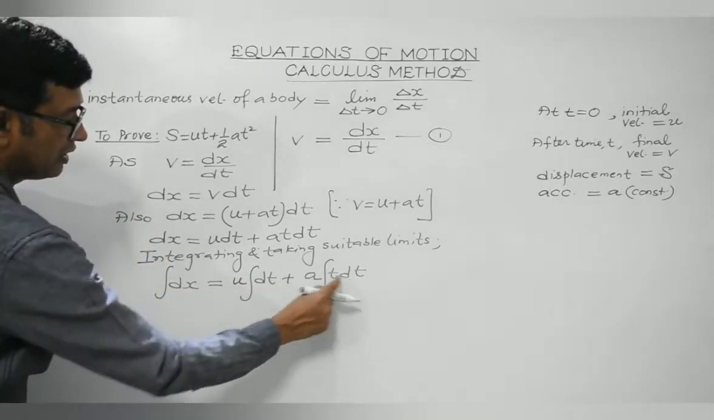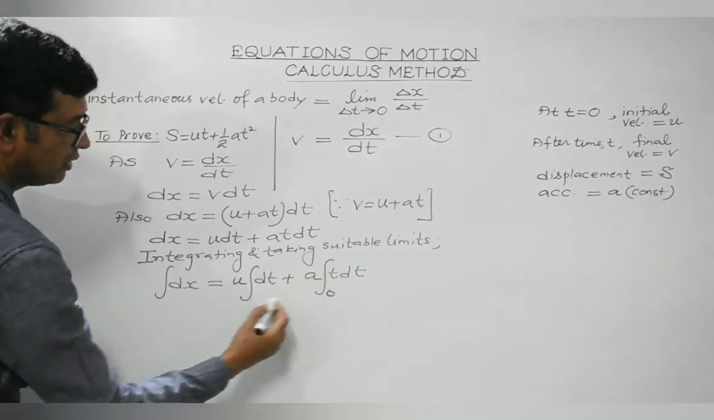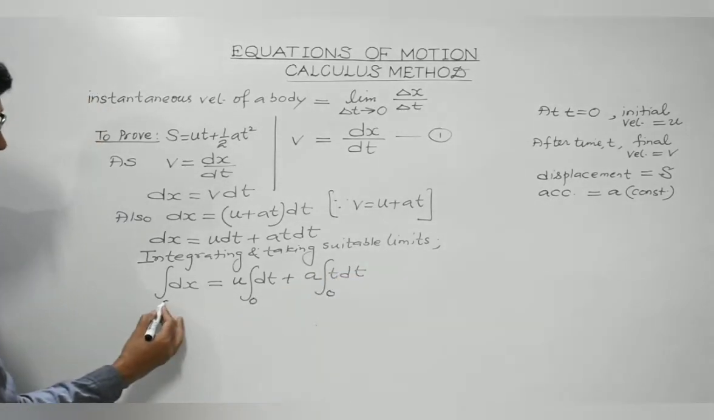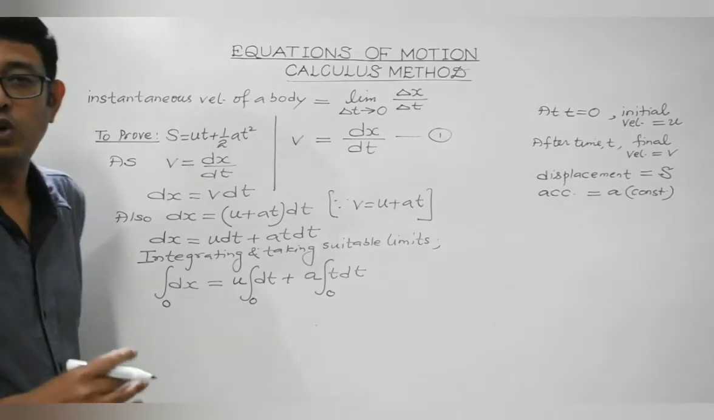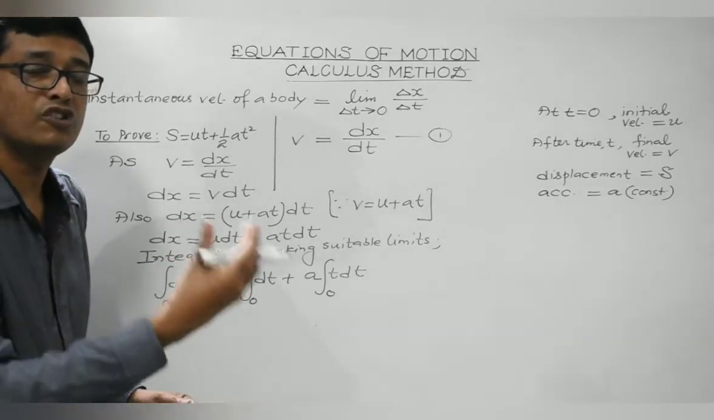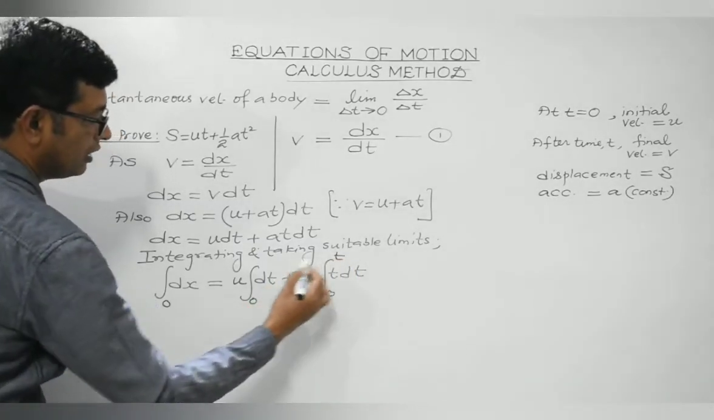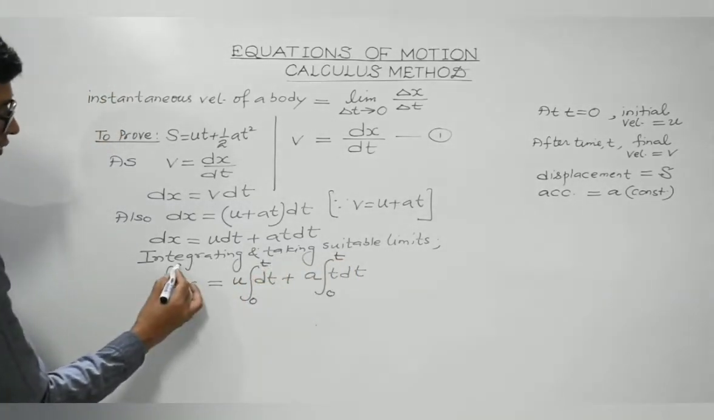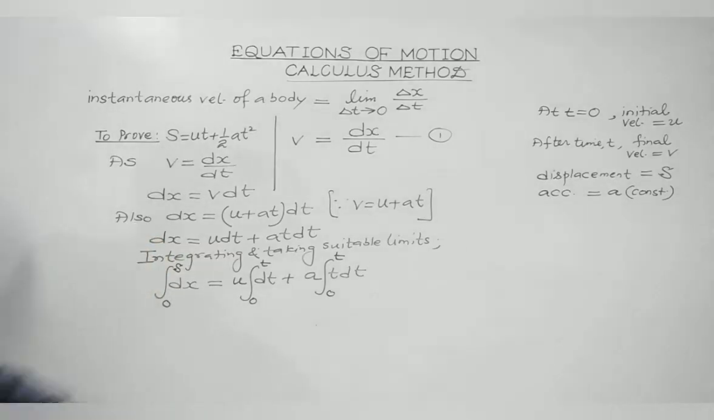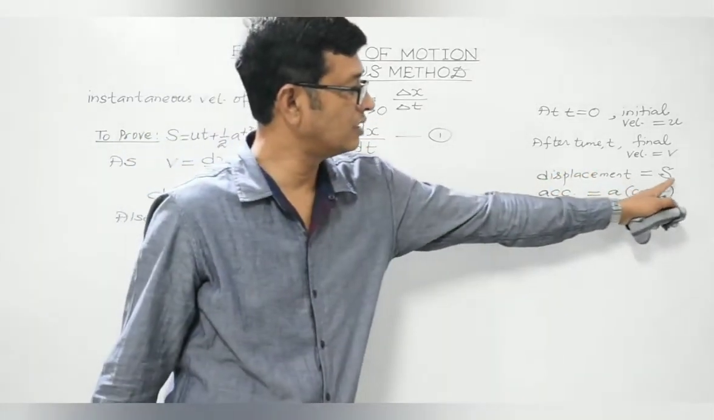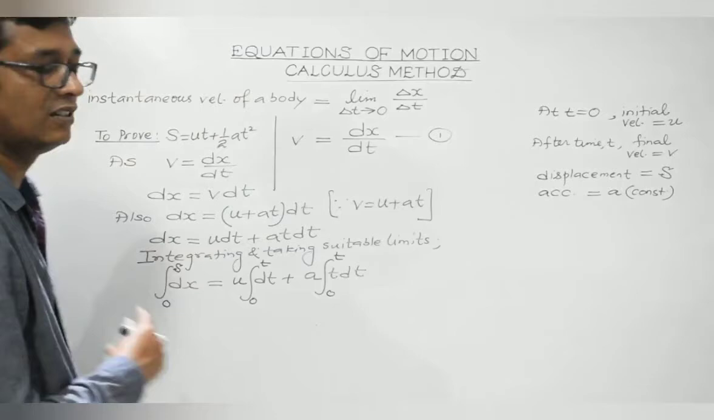So this is the integration with respect to time. Initially, that is at t equals 0, displacement of the body is also 0. The body is assumed to be starting from the origin. So at t equals 0, x equals 0. At t equals t, the body has covered displacement s. That is what we have considered. Body has covered displacement s in time t, right?